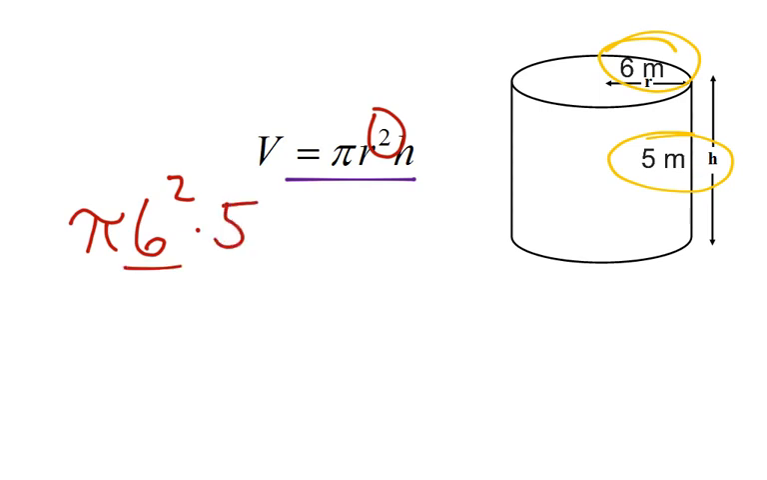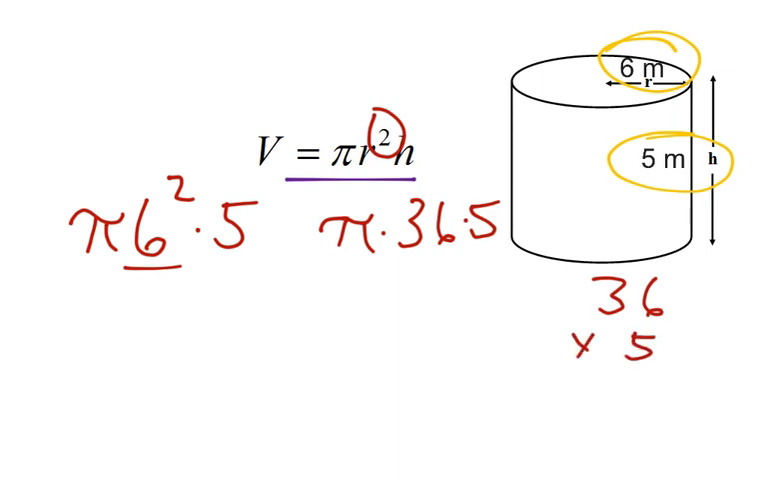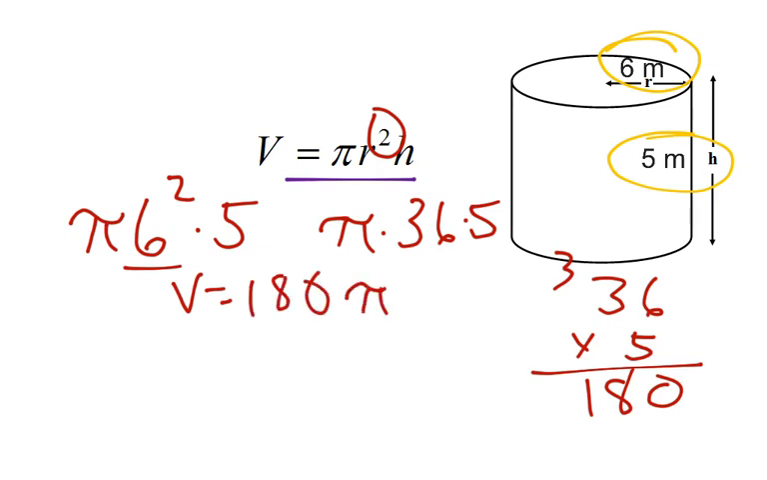Order of operations says we need to do our exponent first, so that would give us pi times 36 times 5. Thirty-six times 5 is going to give us 180. So my volume is 180 pi meters cubed. Now again, if we estimate, we can use 3.14 for pi. So we multiply that times 180.